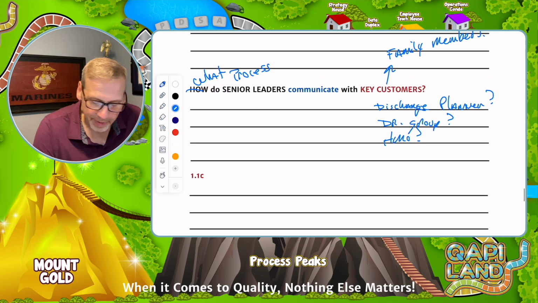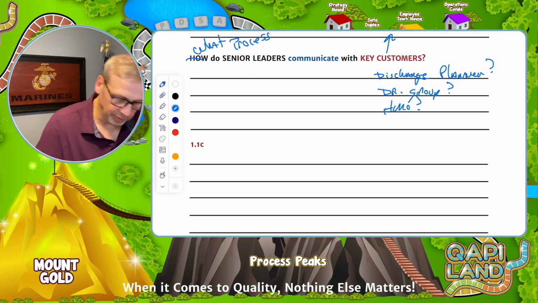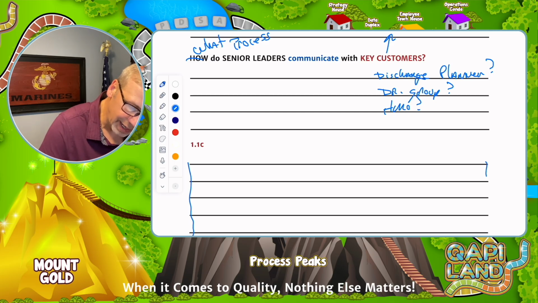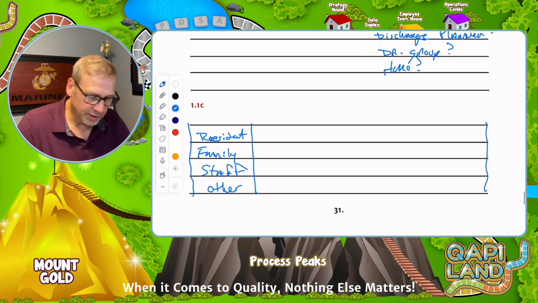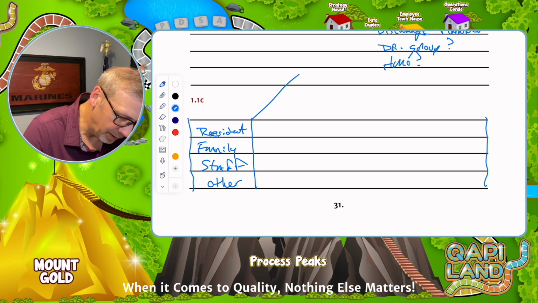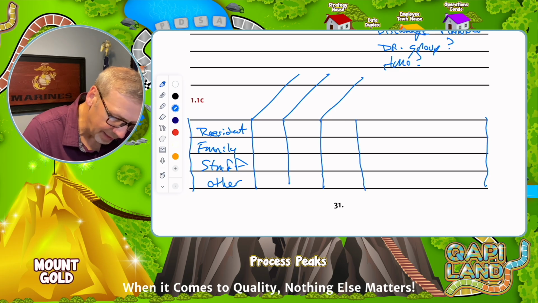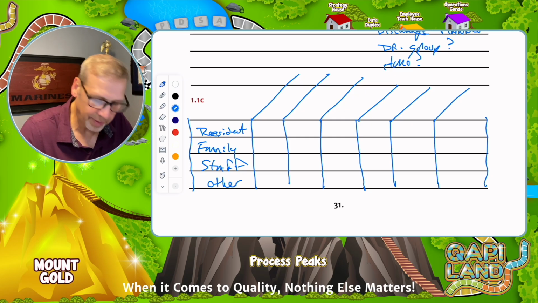Now, a lot of people, I'm going to try to draw a little graph here. A lot of people draw a table. They'll draw a table and they'll put residents, family members, staff, and then whoever the other is. Totally acceptable to do this. Totally fine if you don't want to do this. This might be a little bit more helpful.